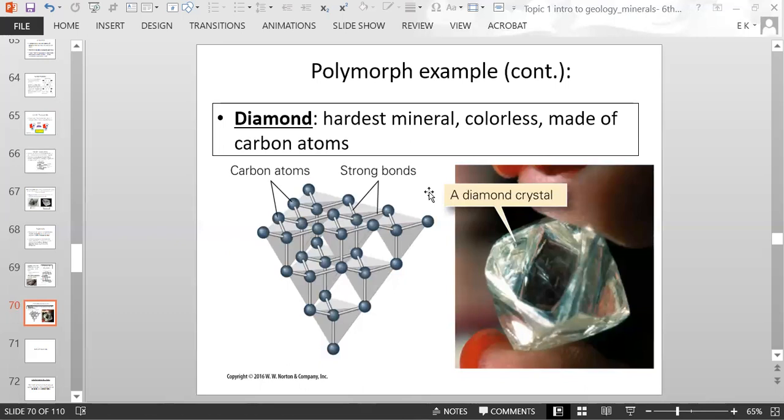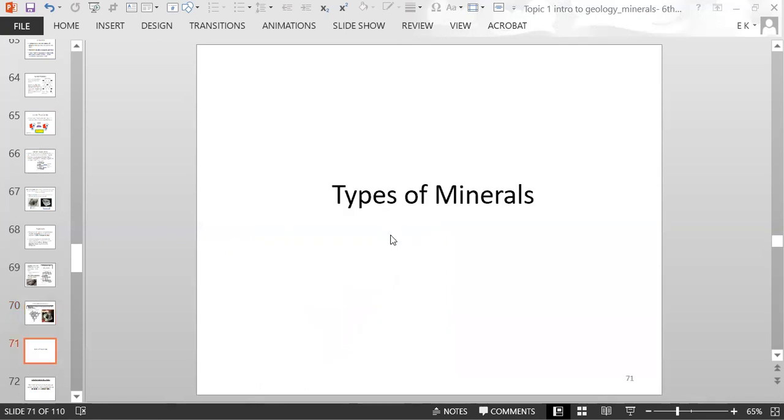So they're both made of only carbon atoms, but they are very different minerals with very different mineral properties. I thought that was pretty interesting. And we will discuss other polymorph examples at another time. For now, I want to just get into different types of minerals. And then when we do the mineral lab next week, we're going to get into this further.